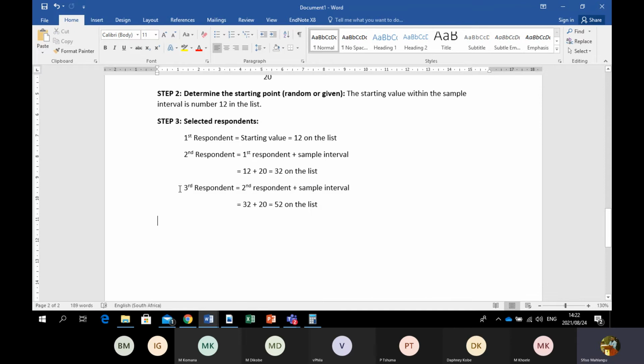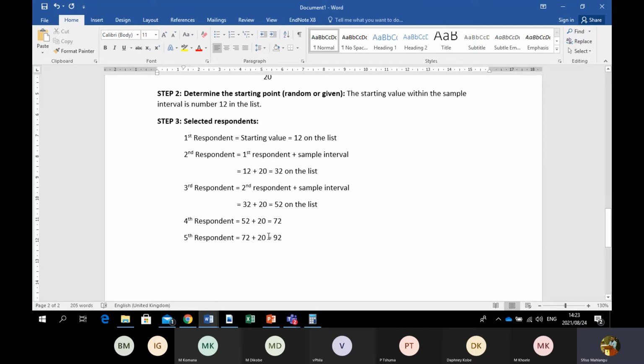From here, you can continue all the way until you reach 500 respondents that will be selected and invited to participate. The fourth respondent is always the previous respondent that was selected, and the previous one in this case was 52. So we always add the sample interval: 52 plus 20. The person who appears number 72 on the list is the next one. And the last one, the fifth respondent, because they said we should select the first 5, will be 72 plus 20, and that goes to 92. And that's how the systematic process works.